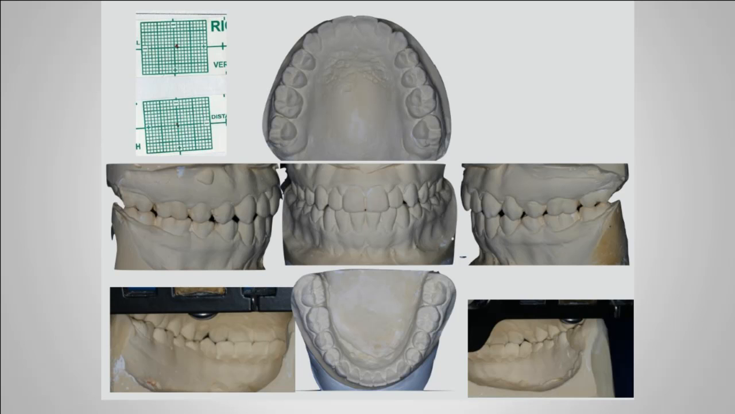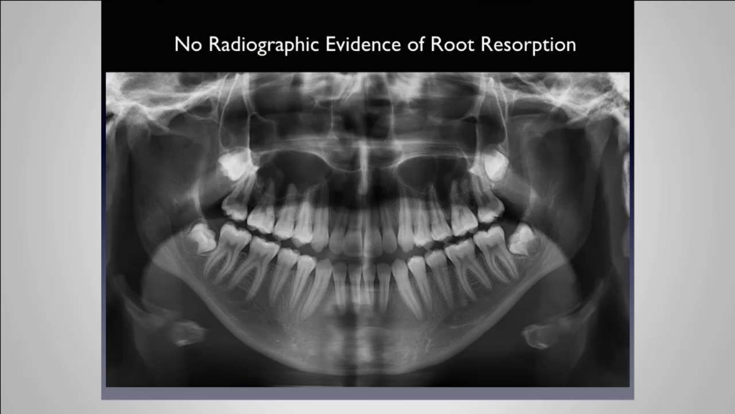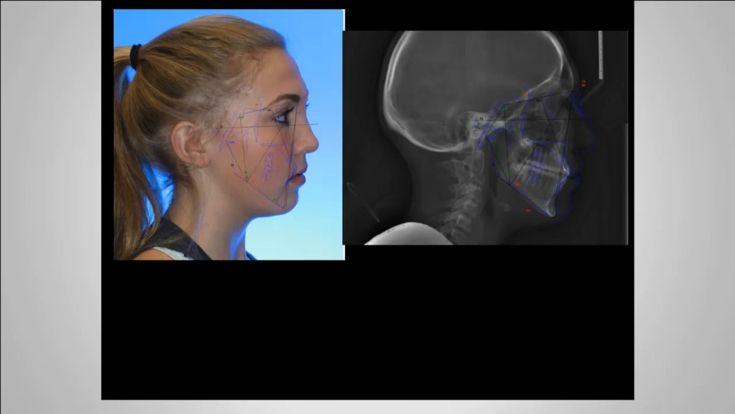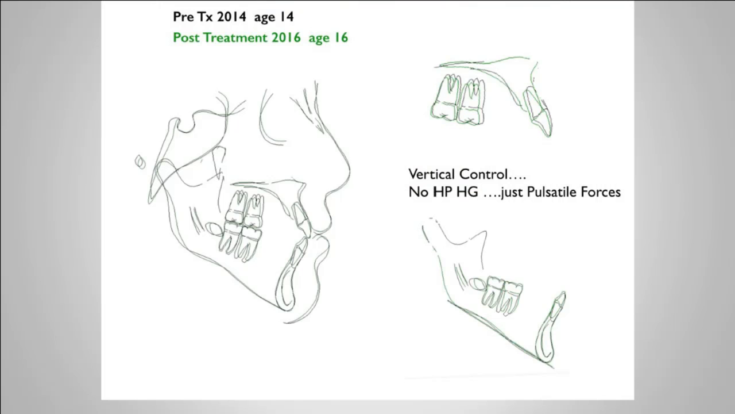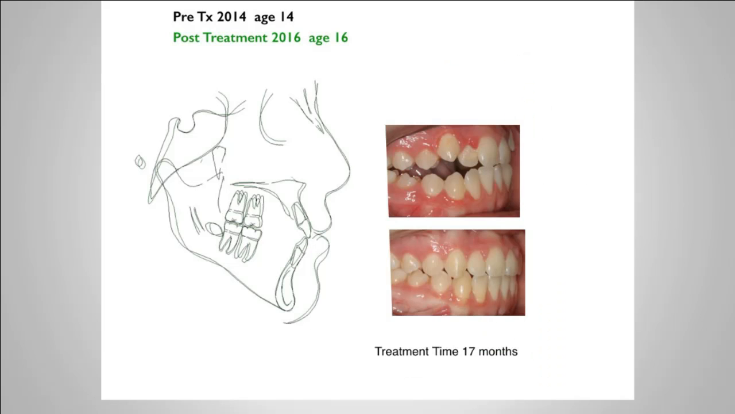Here's her mounted cast, lingual occlusion. No radiographic evidence of root resorption once again. Our cephalometric images, vertical control, upper molars kept in space, lower molars kept in space as the incisors came together. How does this happen?